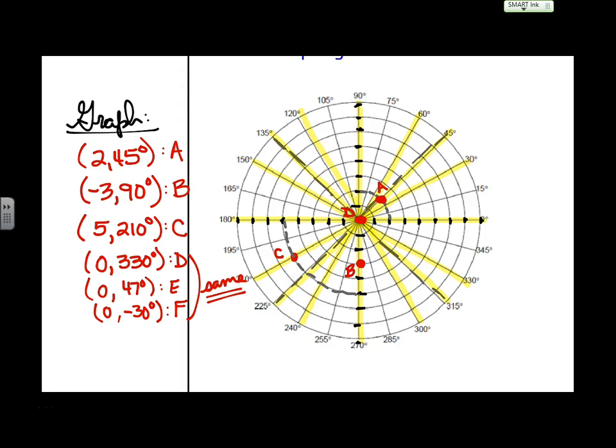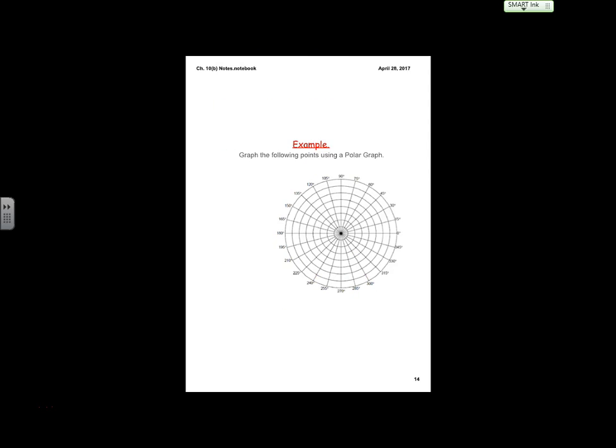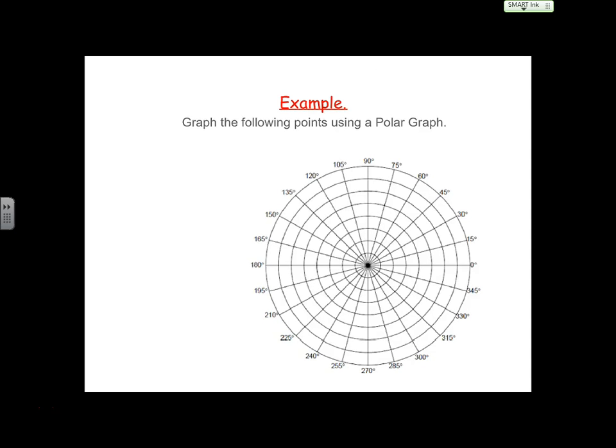So A, B, C, D, E, F. Let's go ahead and let me give you guys a few more points. And I want you guys to go ahead and make one more graph, just because the other one's going to be a bit more involved. But remember, you don't have to make the whole thing.